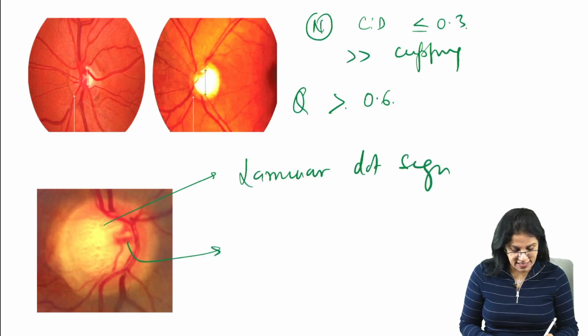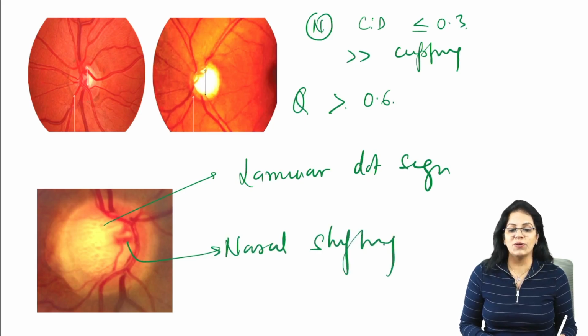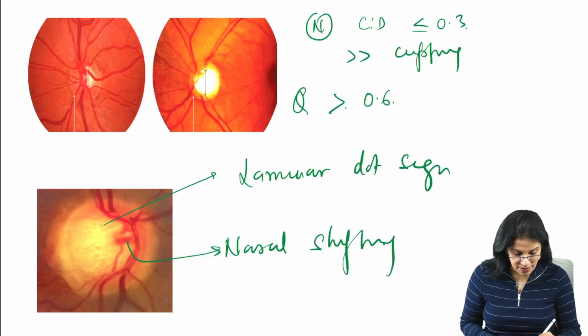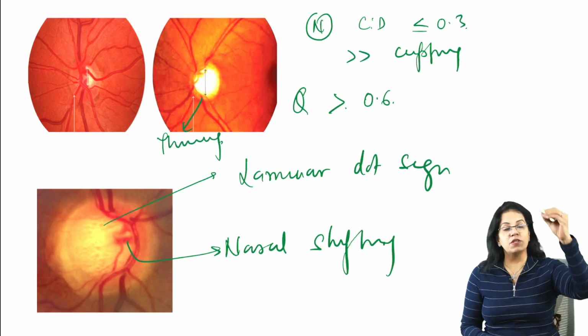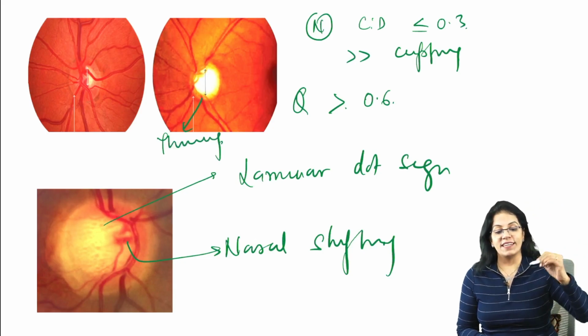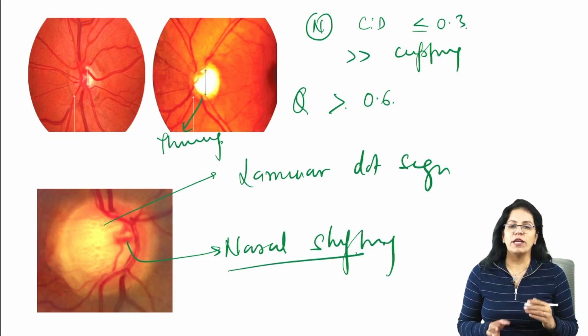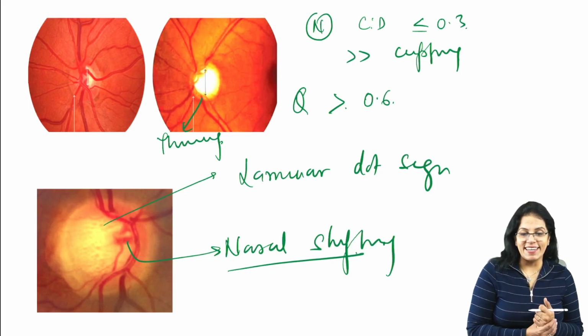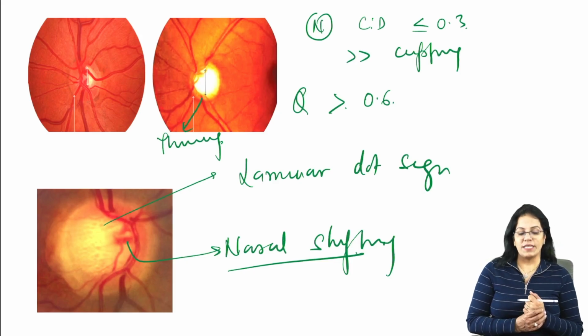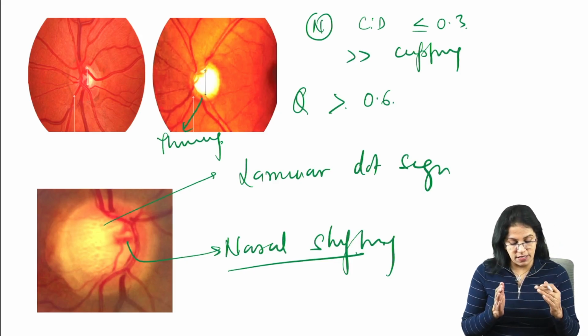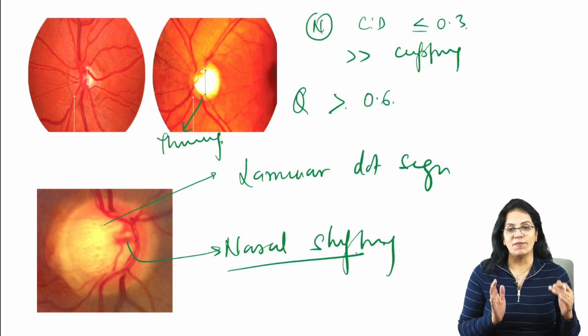I can see nasal shifting of vessels. So increase in CD ratio, thinning of the neuroretinal rim. This is the thinning of the rim. I can see the thin rim. And of course, cupping in glaucoma is always vertical. Don't forget that. Okay, so nasal shifting of vessels. I've explained to you why. I can't do that in detail at present here, but please explore it. So these are the signs of fundus examination, right?